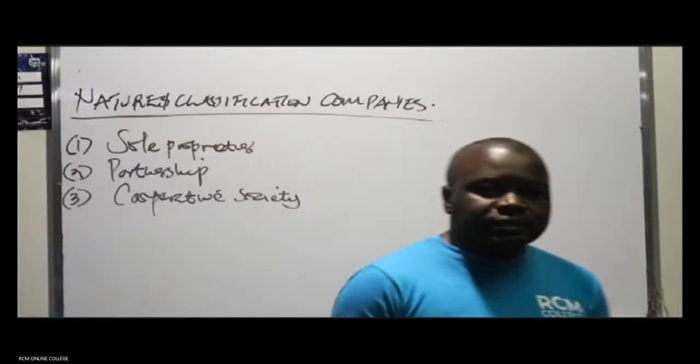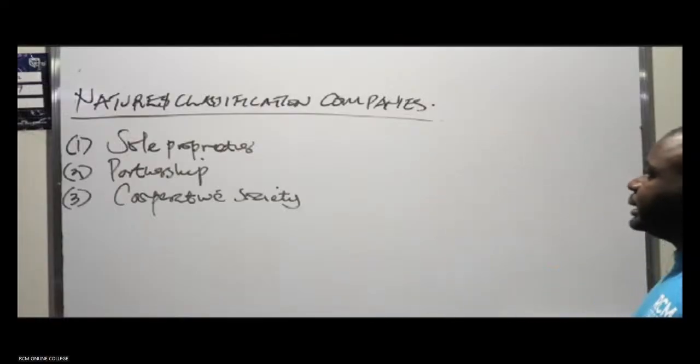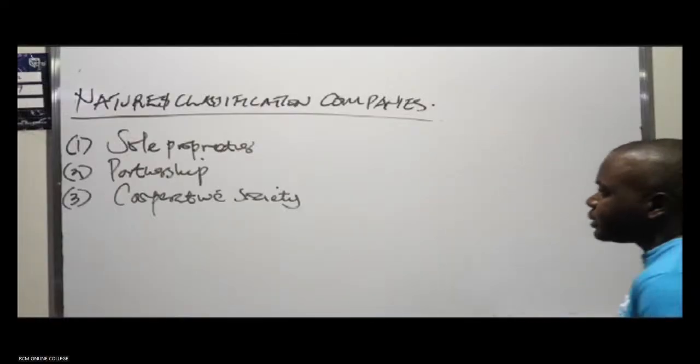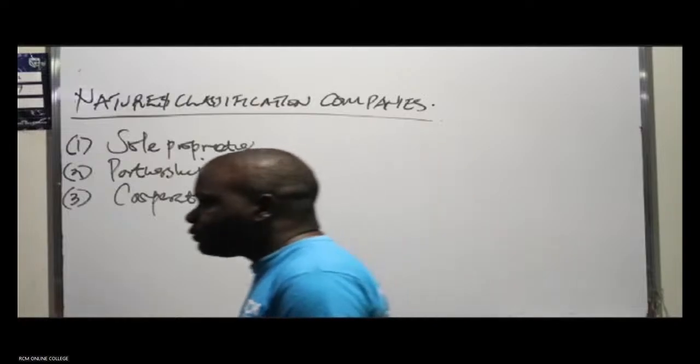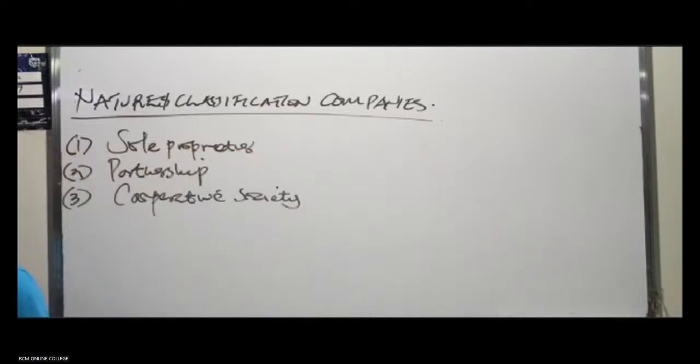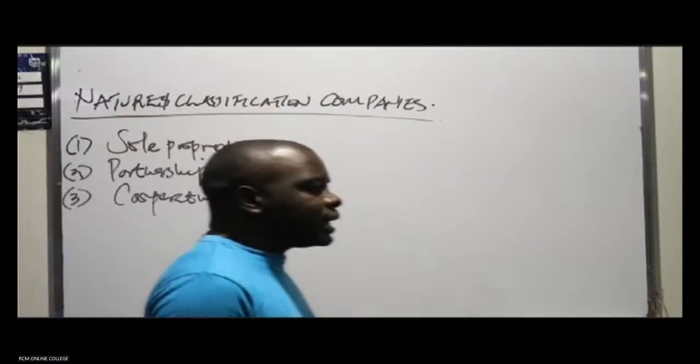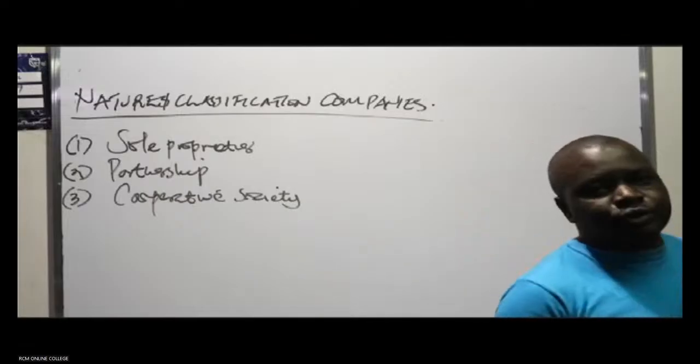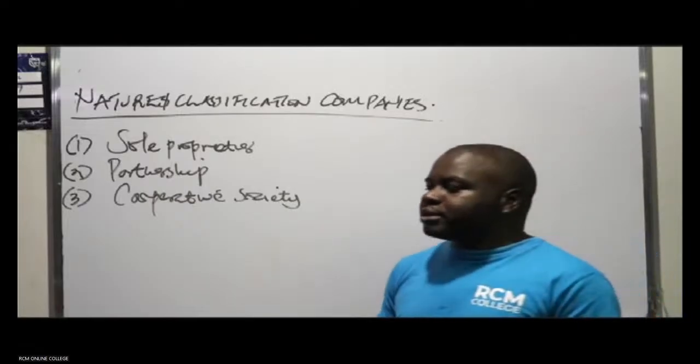Therefore, it is very easy to distinguish these other forms of business from a company. We already know the features or characteristics of a company. We also have to understand the characteristics of a sole proprietor, a partnership, and a cooperative society. Once we know the features, we can easily distinguish them.